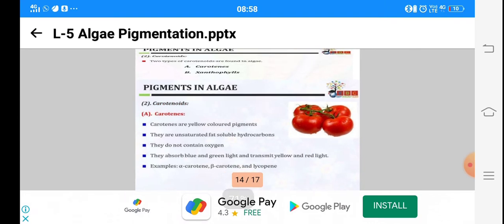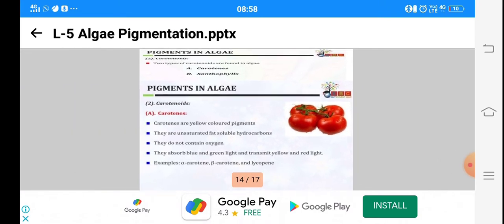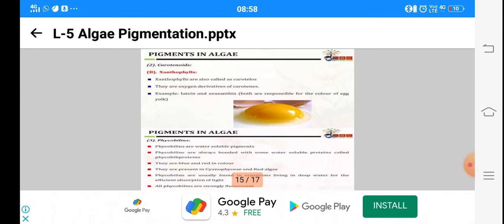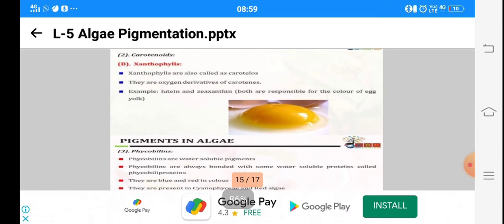Then pigments in algae, we know carotenoids, and carotenes are seen in the tomato, but these are commonly also seen in algal members. So beta carotene and lycopene are good examples. Then xanthophylls are there. We know xanthophylls are commonly seen in egg albumin, and xanthophylls are also called carotenes. They are commonly seen from algal sources.